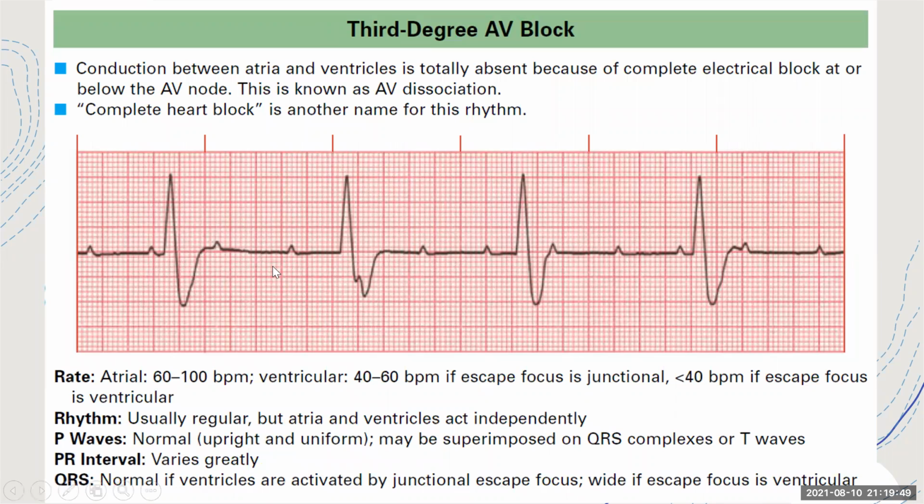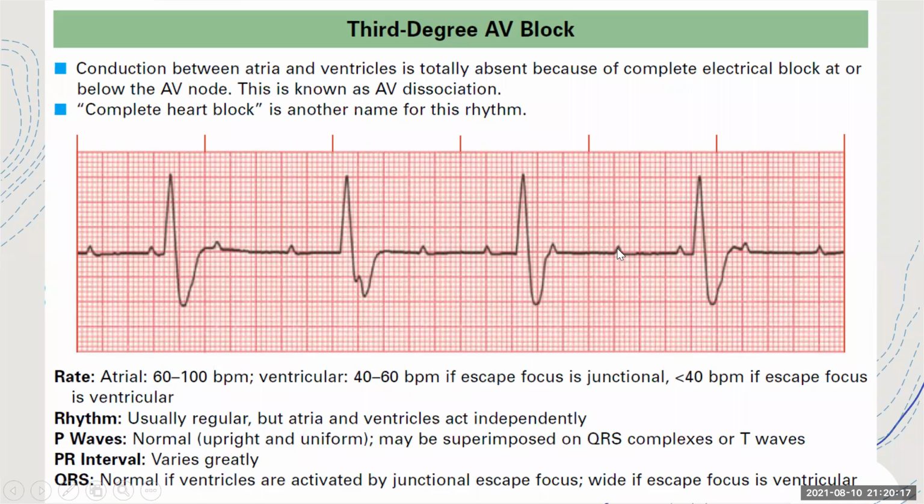Now for the third degree AV block, what you're going to see here, you will appreciate the rhythm is usually regular. Why am I saying regular rhythm? Because if you look at the distance between two R waves, they are normal. See the distance over here, over here, over here, it all looks the same. So it means the rhythm is regular. But now if you look at the P waves, they are also normal. Here is a P wave, here is also a P wave, here is also.